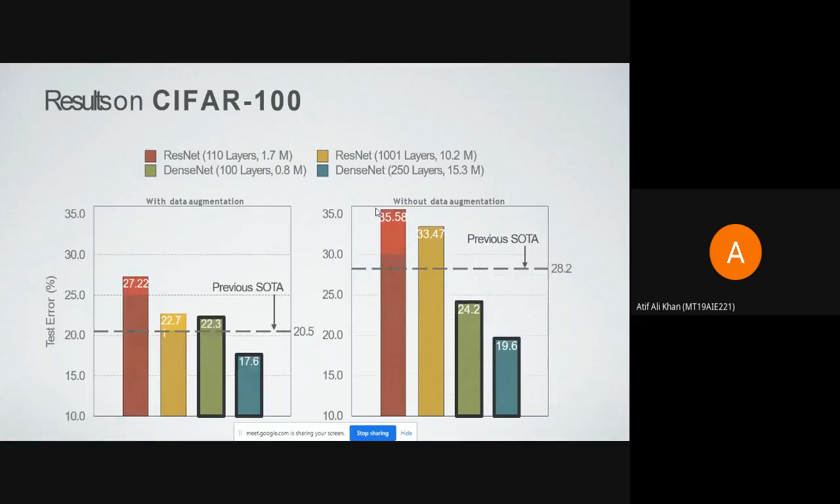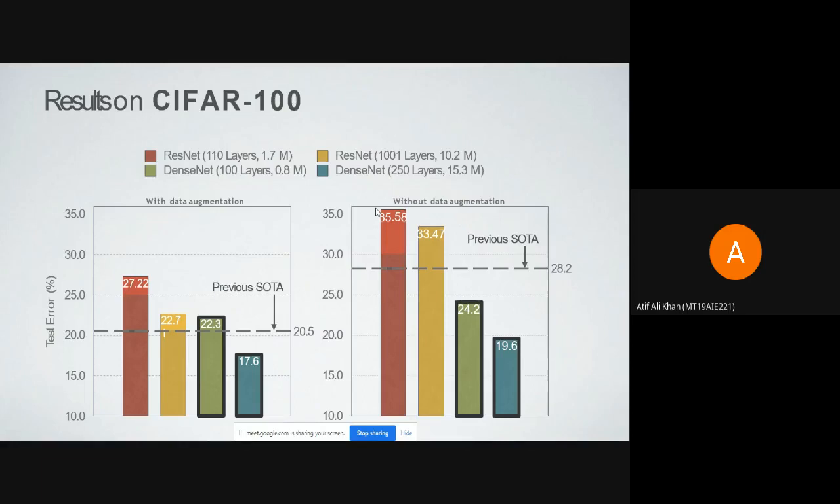Sure. Okay, so on the next slide, the same thing is done on the CIFAR-100 dataset, which I have described earlier. Here we can also see that the 110 layer ResNet gives us a 27.22% test error with data augmentation. On the other hand, if we are not practicing data augmentation, the same test error goes to around 35.58%, which gives us quite a good difference in test error.